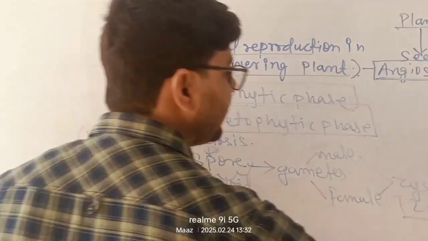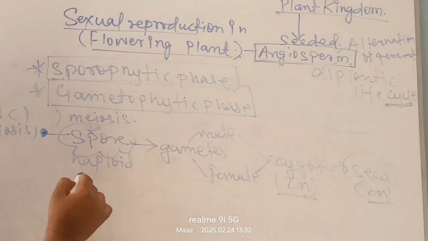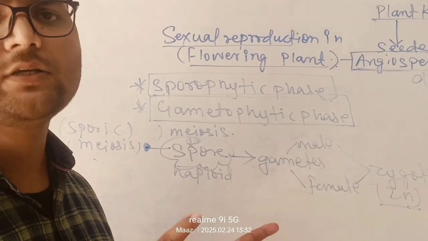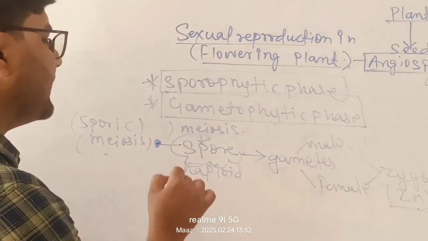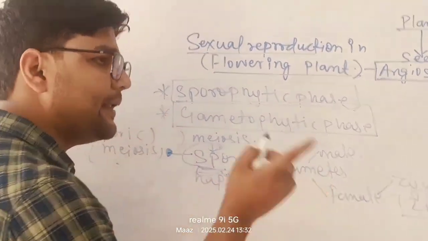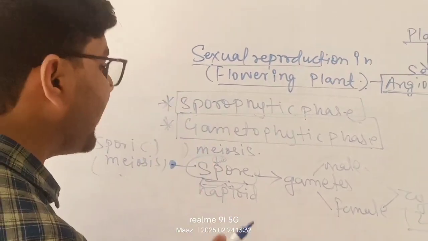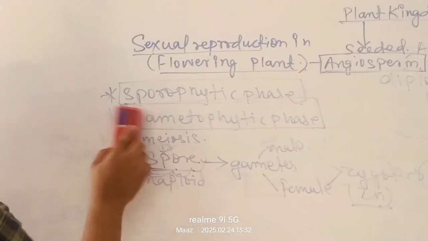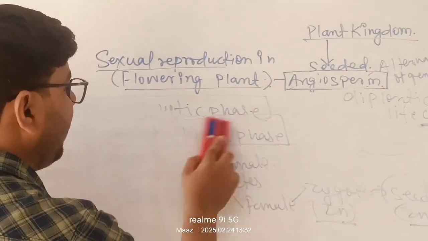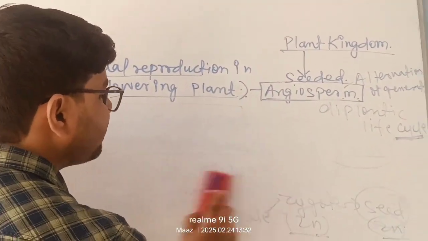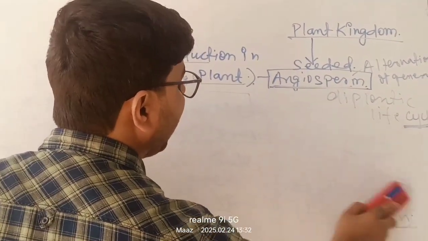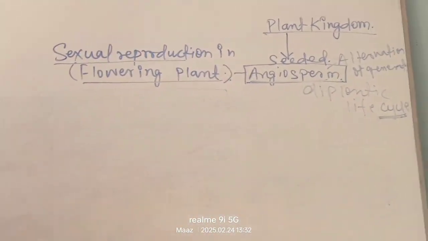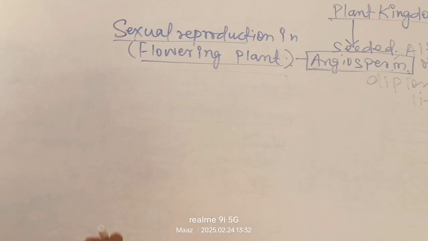Means the plant is diploid, and the spore is haploid, which obviously occurs from a diplontic stage. Means this spore originates from a diploid structure. Now, in the angiosperm plant, the stamen, here what first occurs? That is the sporophytic phase, and later on the gametophytic phase. Means a spore forms first, and after that the spore gives rise to a gamete.